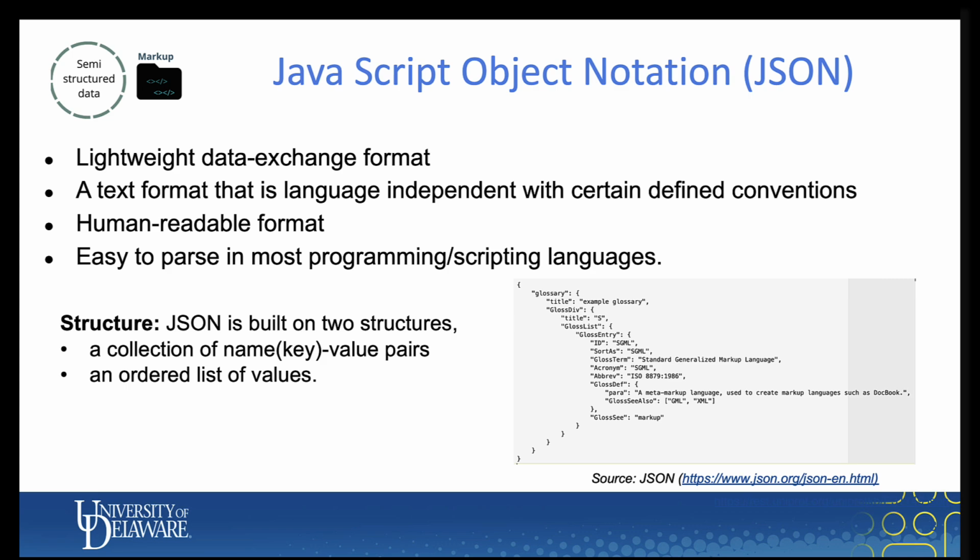It's easy to parse in most programming and scripting languages. It's built on two structures, a collection of key-value pairs and an ordered list of values. One issue with the JSON format is that there is no enforced schema and it can become inefficient for large data sets.